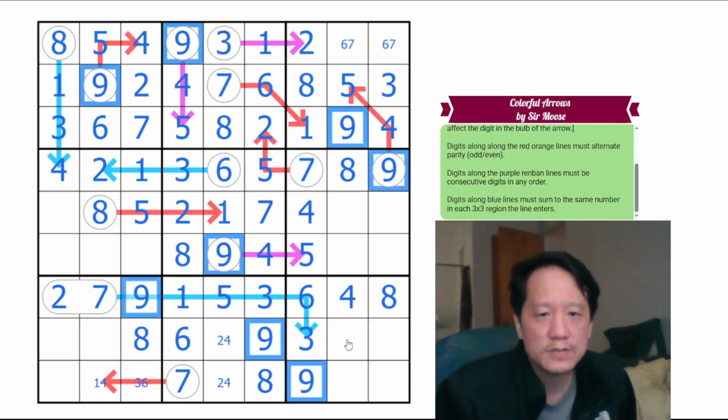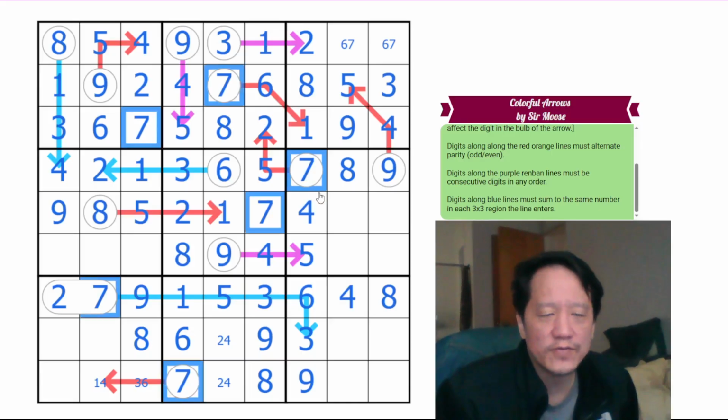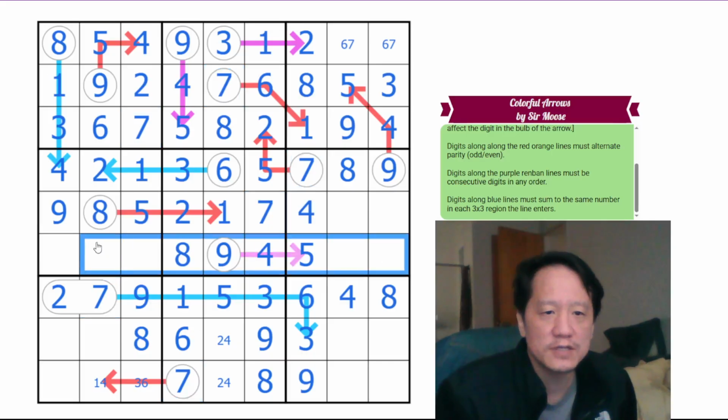9s. We have 8 9s. We know where the last 9 has to be. It has to be there. 7s. We know where 7 has to be in row 6. It cannot be here because of 7's in the boxes. Can't be here because of 7's in the column, so 7 has to be here.